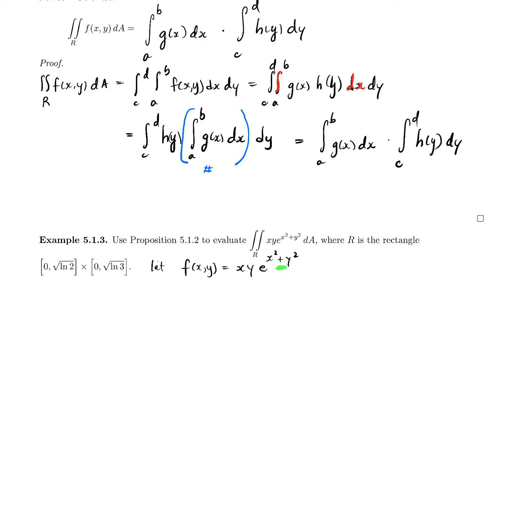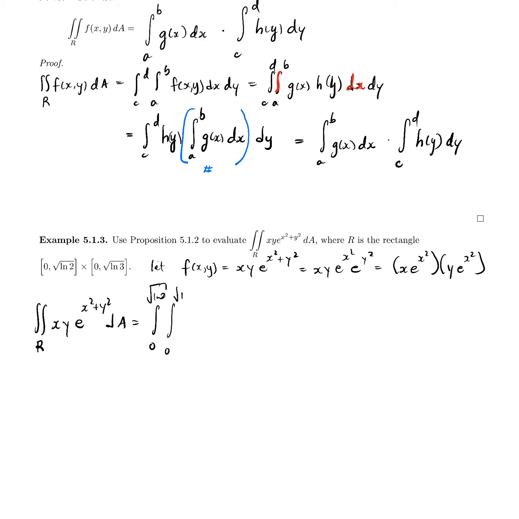Well, to see that this factors, I have to use a law of exponents to rewrite this as x y e to the x squared times e to the y squared, which means I can write this as x e to the x squared times y e to the y squared. So my function does indeed factor into a function of x and a function of y, which means that the double integral over R of x y e to the x squared plus y squared dA can be evaluated as the integral from 0 to the root of ln 2, the integral from 0 to the root of ln 3, of x, y, e to the x squared, and I'll write it times e to the y squared.